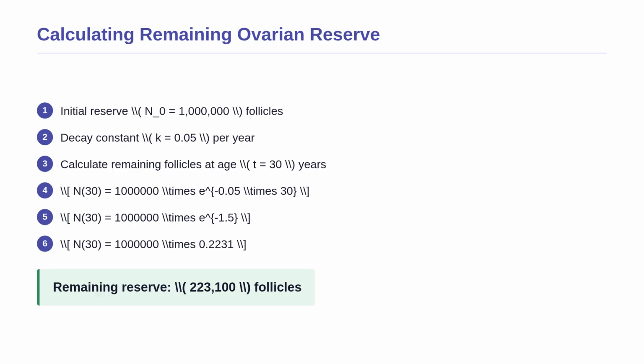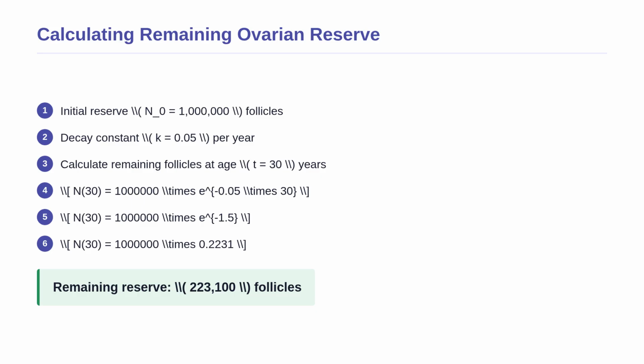Before we move on, let us see this formula in action with a concrete example. Imagine a newborn female infant born with an initial ovarian reserve of 1 million follicles. Clinical data gives us a decay constant of 0.05 per year. We want to find out how many follicles remain when she reaches age 30. We start by plugging our known values into the exponential decay equation.